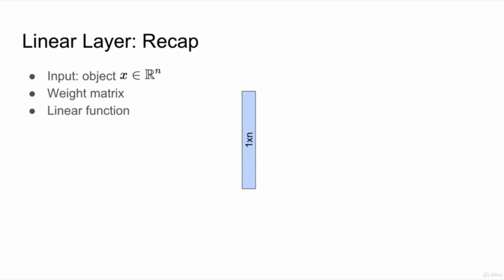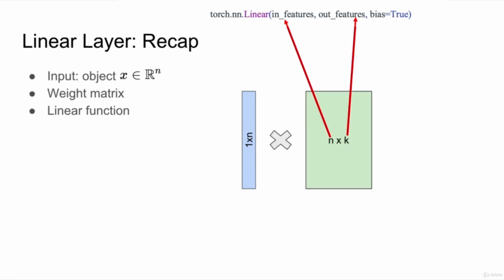So we have some input vector x from the n-dimensional space. The linear layer, or if you like, the linear transformation, is defined by a transformation matrix of size n by k. In terms of neural networks, this is a weight matrix which is updated during training. In PyTorch, this is called a linear layer, where n is in_features and k is out_features. The transformation itself is a matrix multiplication of the input vector and the weight matrix.